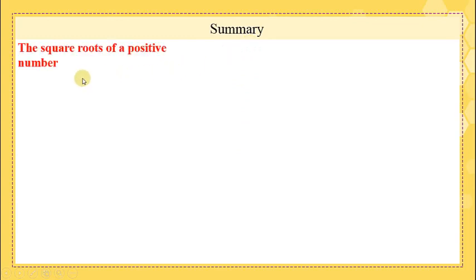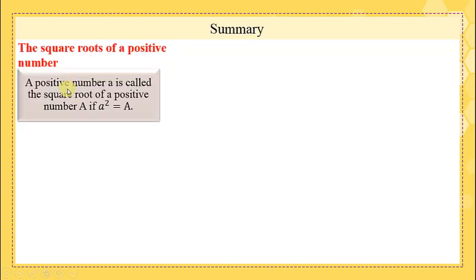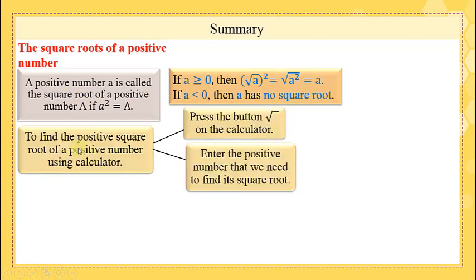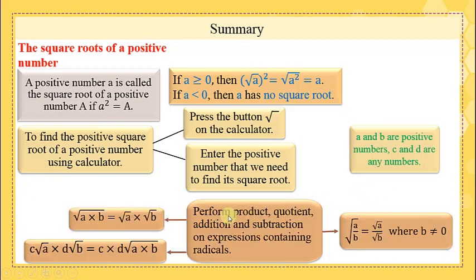Summary. We have seen from the previous video the definition of a square root of a positive number, and if A is negative, then A has no square root. We have seen how to find the positive square root of a positive number using a calculator. Now if A and B are positive numbers, C and D are any numbers, then we have seen in this video how to perform product, quotient, addition and subtraction on expressions containing radicals. We have seen radical A times B is equal to radical A times radical B, C radical A times D radical B is equal to C times D radical A times B, and radical A over B is equal to radical A over radical B, where B is different from 0.